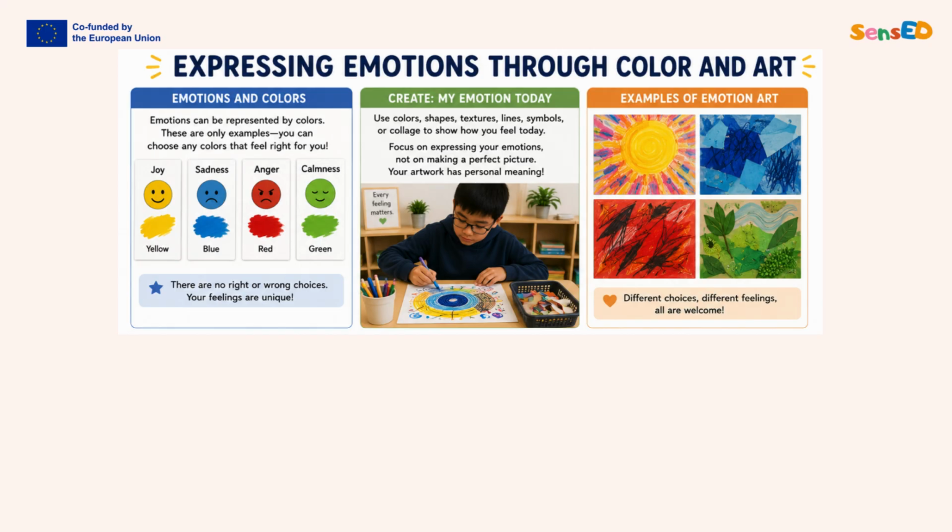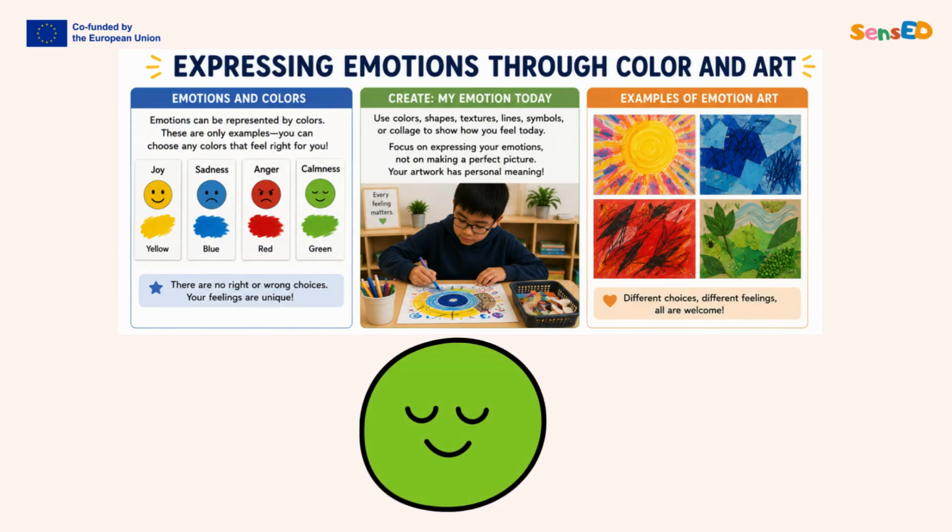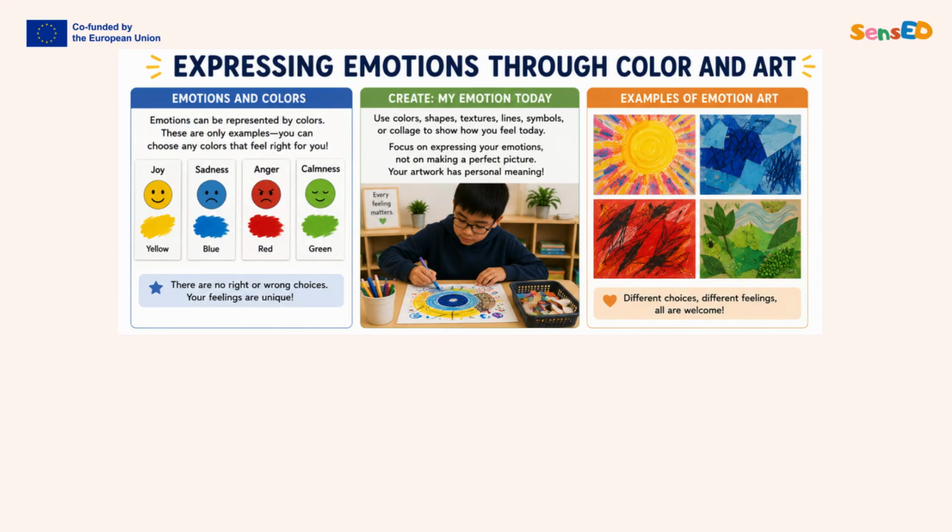Next, introduce the idea that emotions can be represented through colors. Provide examples such as joy may be represented by yellow, sadness may be represented by blue, anger may be represented by red, calmness may be represented by green. Explain that these are only examples and that students may choose different colors if they feel a different connection. There are no right or wrong choices.